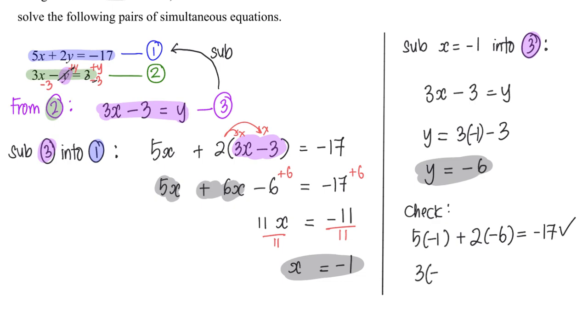Equation 2 is 3x minus y, 3 times negative 1 minus negative 6. Does this give me back 3? Yes, it does. And so, I have confirmed that my solution is correct.